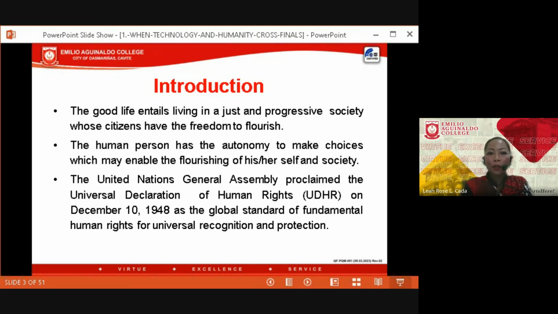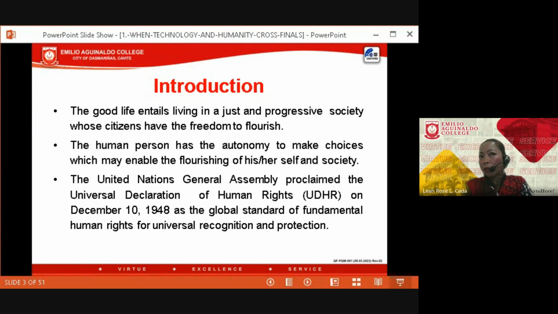Okay, so the good life entails living in a just and progressive society whose citizens have the freedom to flourish. And as human persons, we also have the autonomy to make choices that would help enrich our lives and the society as well. Now, the UDHR started on December 10, 1948. Why did we have the UDHR? What is the purpose of this? And how can this benefit us?